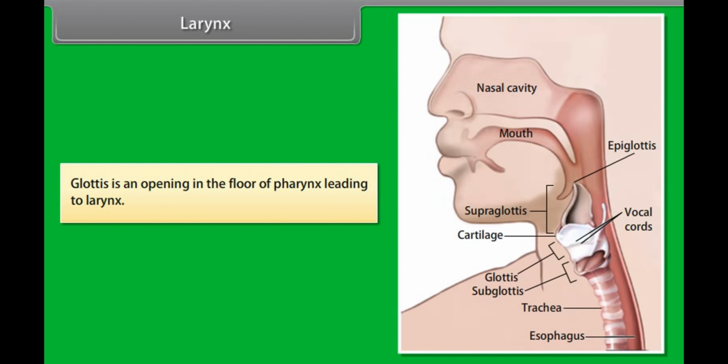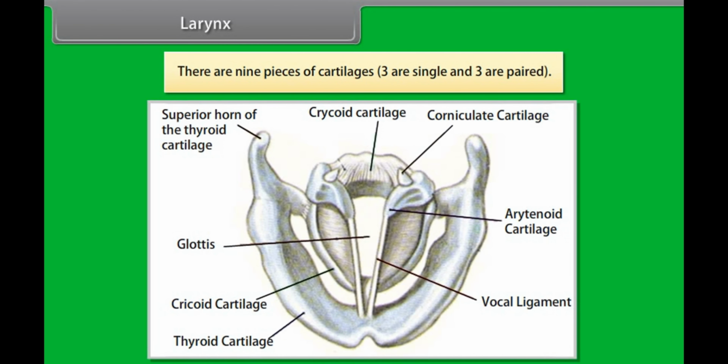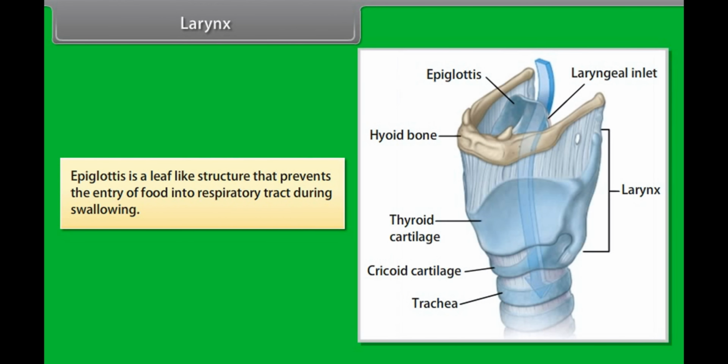Glottis is an opening in the floor of pharynx leading to larynx. There are 9 pieces of cartilages. 3 are single and 3 are paired. Epiglottis is a leaf-like structure that prevents the entry of food into respiratory tract during swallowing.